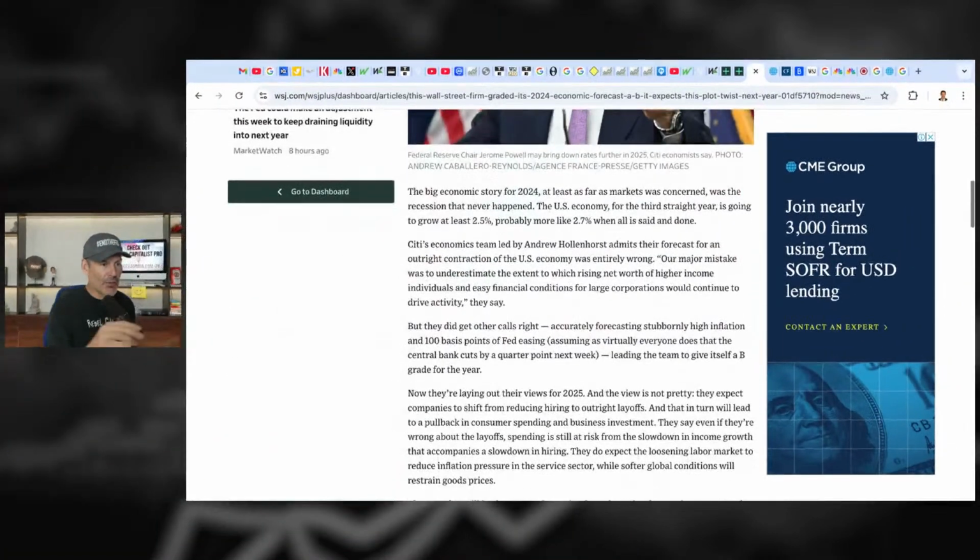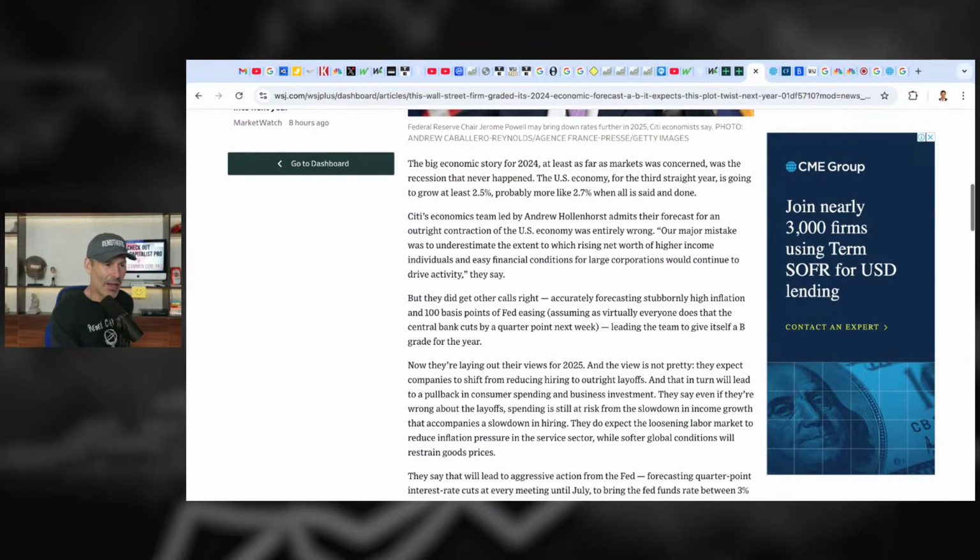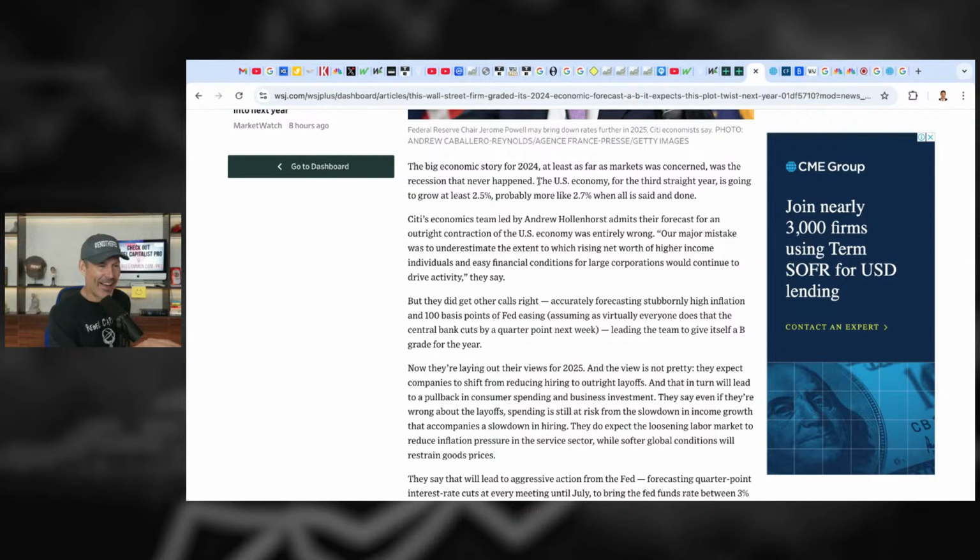So the big economic story for 2024, at least as far as markets were concerned, was that the recession never happened. I mean, I think it's too early to say. Again, I love how they say that with such confidence when the NBER always says that we are in a recession a year later. But let's just give them the benefit of the doubt here. The U.S. economy for a third straight year is going to grow at least by 2.5%. Okay, but that's before revisions, guys.